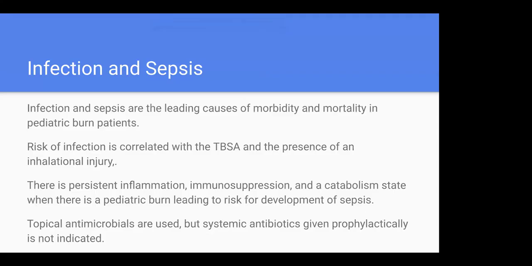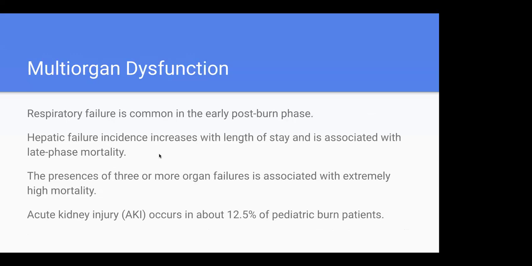So topical antimicrobials are used, as mentioned in the basic wound management, but we discussed that systemic antibiotics should not be given prophylactically, only when indicated. Everyone who has a severe burn injury is at risk for respiratory failure, hepatic failure, acute kidney injury, and renal failure. If you have 3 or more organ failures, you're at high risk for mortality with a burn injury.